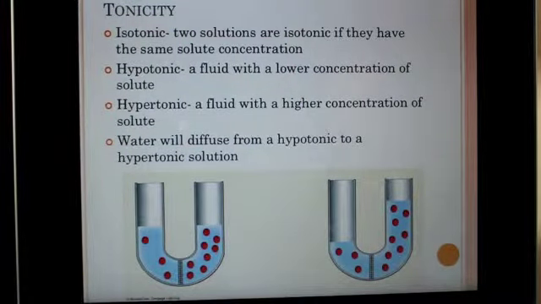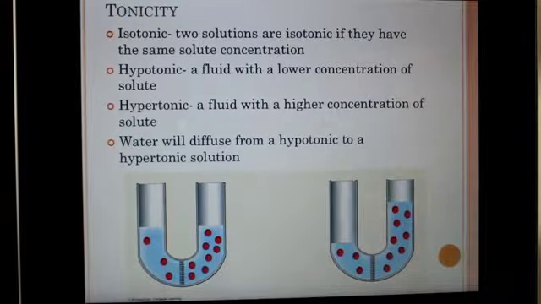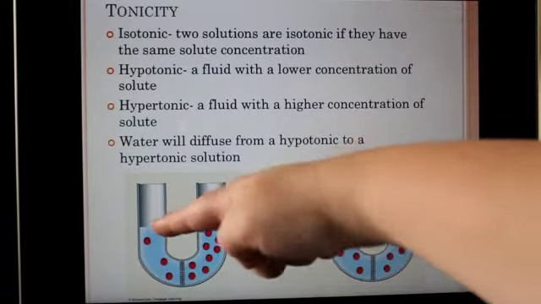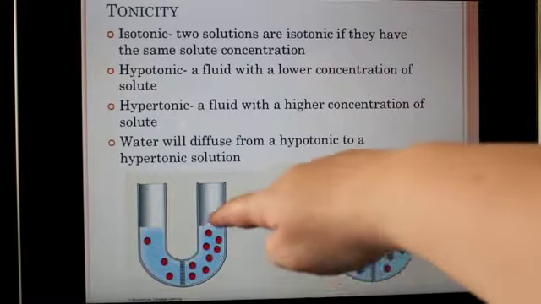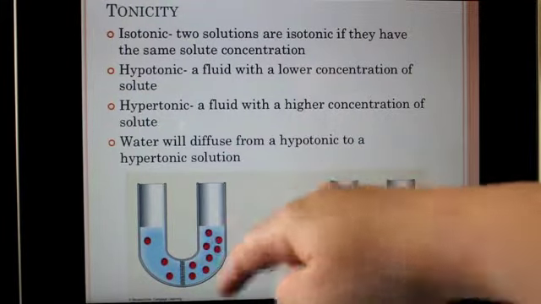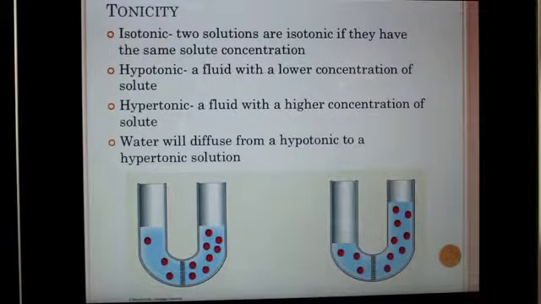A hypotonic solution has a lower concentration of solute, so this side would be hypotonic. A hypertonic solution has a higher concentration of solute, so this is a hypertonic solution. Water will diffuse or osmose from a hypotonic to a hypertonic solution.